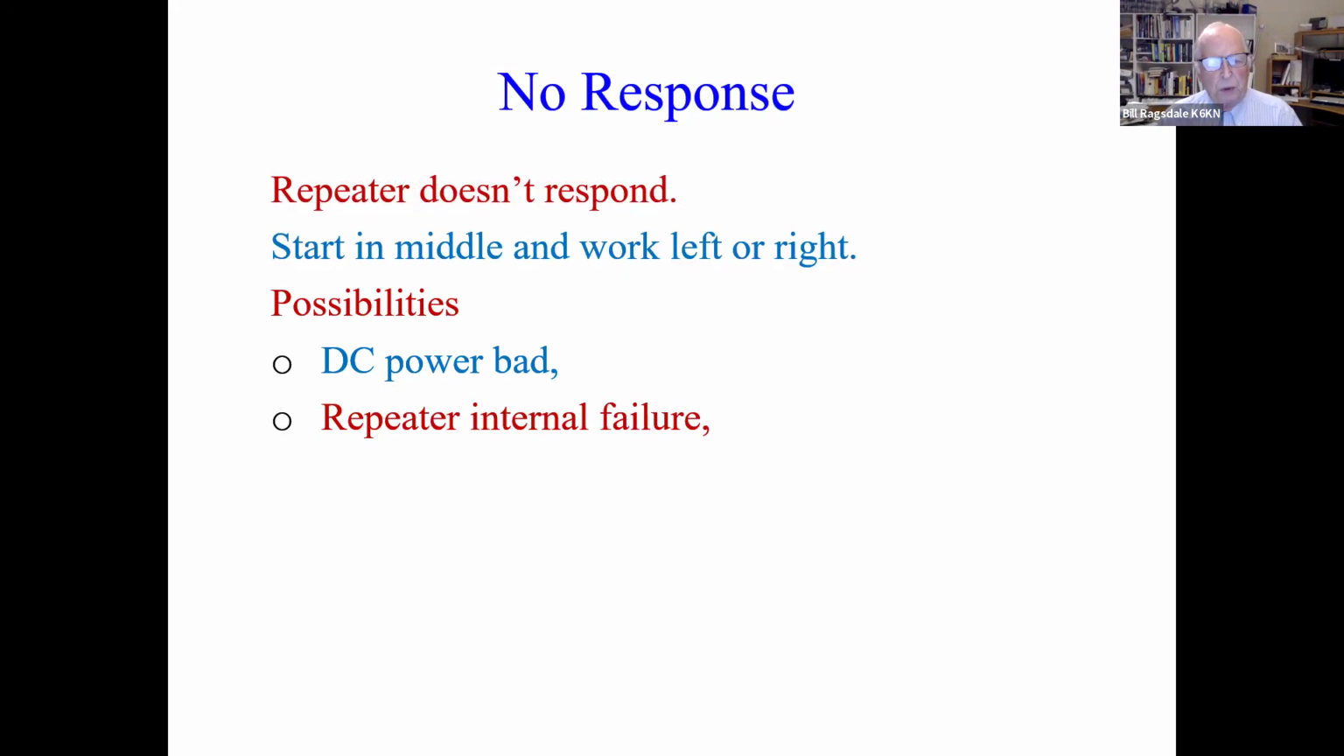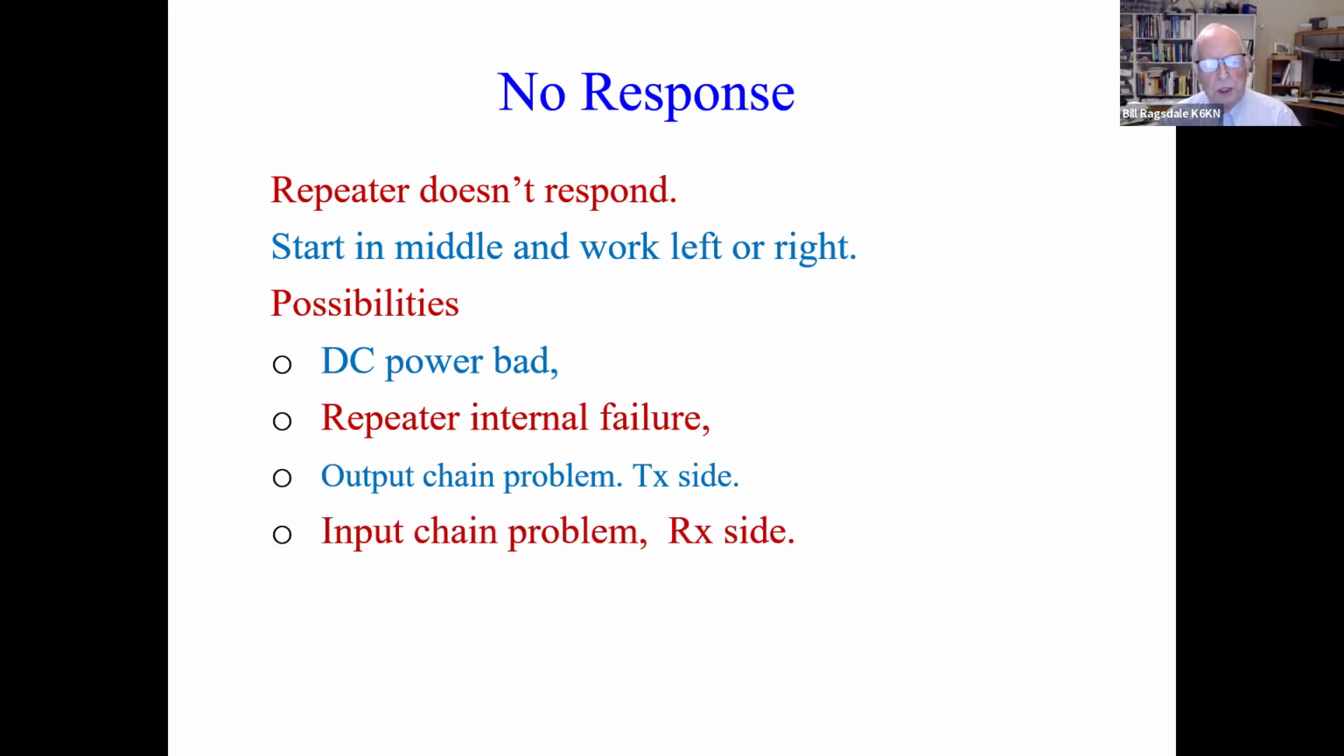Another is repeater internal failure, that is, the repeater itself is just non-functional. The somewhat more subtle ones are what I call the output chain. The output chain is the filter, lightning protection, feed lines, antenna, all the stuff on the transmit side, which could have a problem. Or the input chain could have a problem on the receive side, or you could simply have a connector or a cable problem.